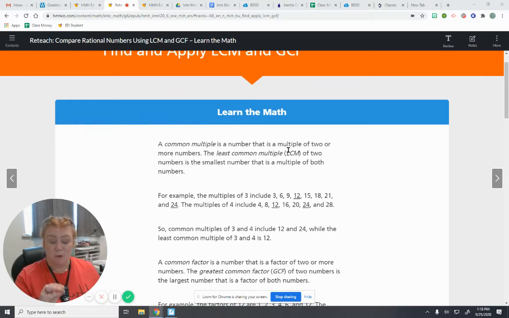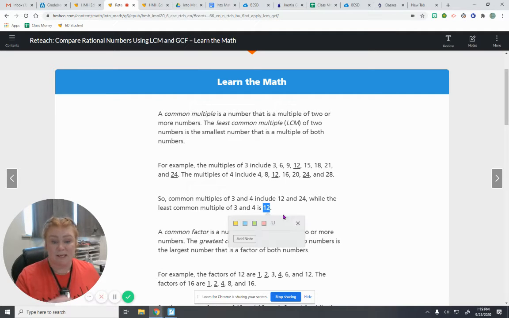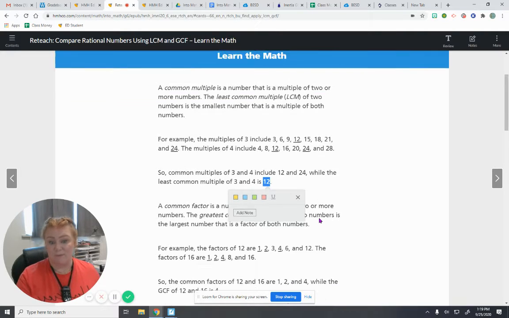So that means multiples are more. If you're listing out threes, you would say 3, 6, 9, 12, 15, 18, 21, 24. If you don't know your threes, just add on 3, 4, 5, 6, 7, 8, 9, 10, 11, 12. And then we're looking for the smallest number they have in common. So then it listed the multiples of 4: 4, 8, 12, 16, 20, 24, 28. And we found the ones that were in common. They both have 12, they both have 24, but the smallest one they have in common is 12. So the LCM of 3 and 4 is 12.